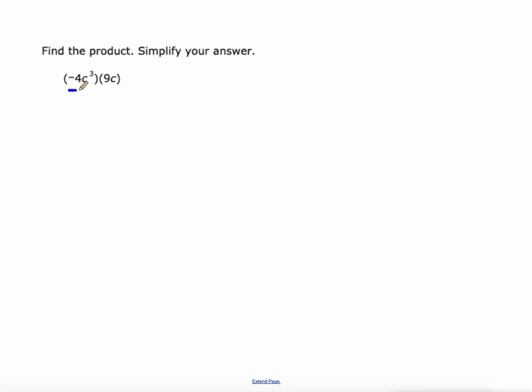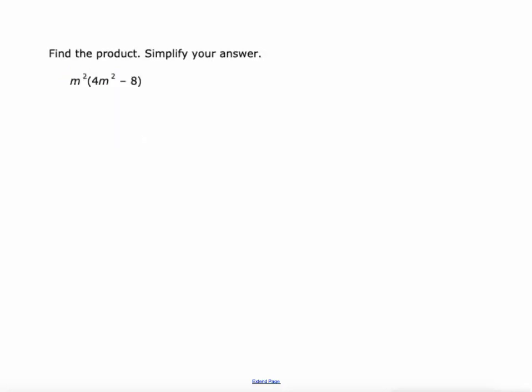So with multiplication, we can do it in any order we want. It's just four things being multiplied here: -4, c cubed, 9, and c. So I can multiply -4 and 9 first and make that -36. And then I can multiply c cubed and c and make that c to the fourth. Don't forget that's c to the first power. So you add the 3 and the 1. So -36 c to the fourth. Okay, so that's a basic kind of idea.